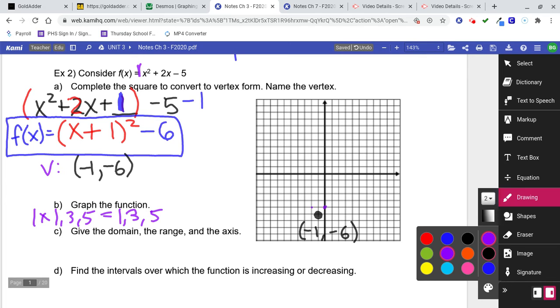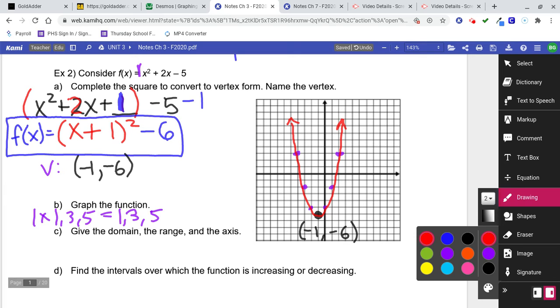You're going to go up 1, 2, 3 and over 1. Going to go up 1, 2, 3, 4, 5 and over 1. And that should be plenty. If you go up 1, 3, 5, that should be a really good looking parabola. We can graph that thing, shoot a curve through. Something like that.